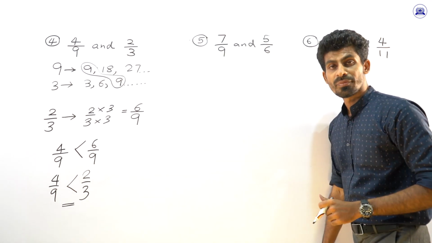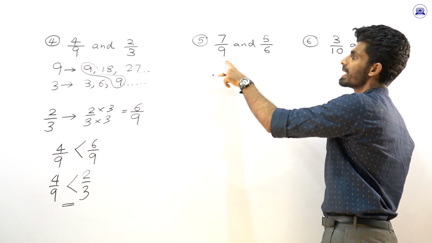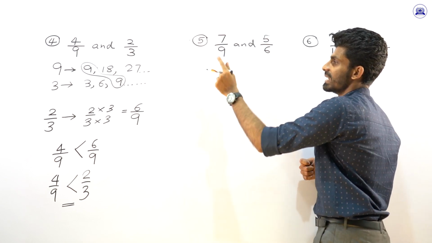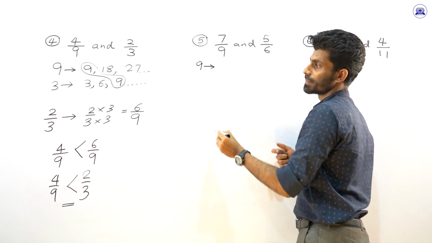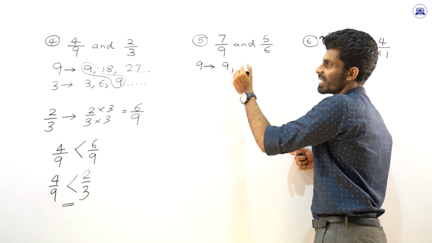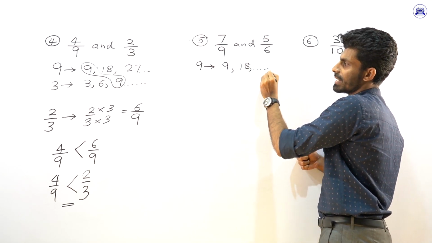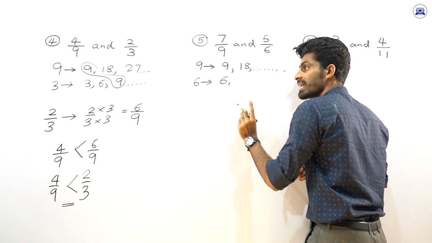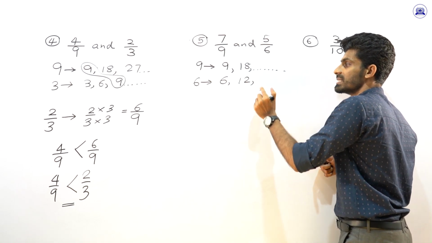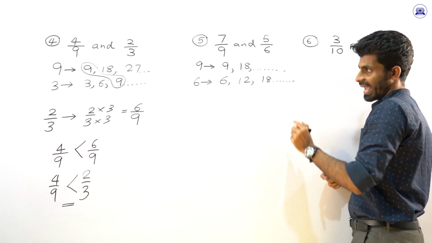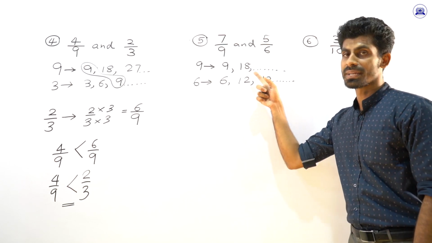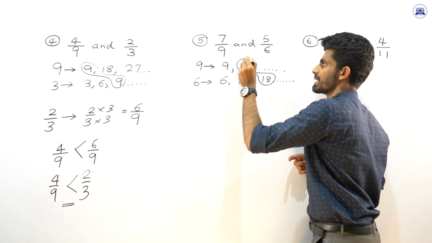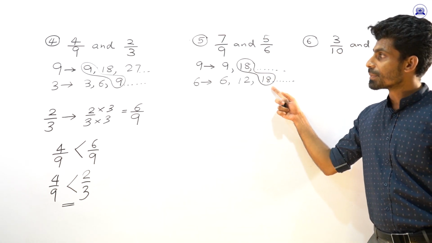Let's consider example number 5 quickly. 7 over 9 and 5 over 6. Both denominators are different, right? 9 and 6. Let's take the multiples of 9. 9 into 1, 9 into 2, 18, and so on. Let's take 6. 6 into 1, 6. 6 into 2, 12. 6 into 3, 18. You can just find the common denominator, right? So what is the common denominator? 18 is the common denominator.